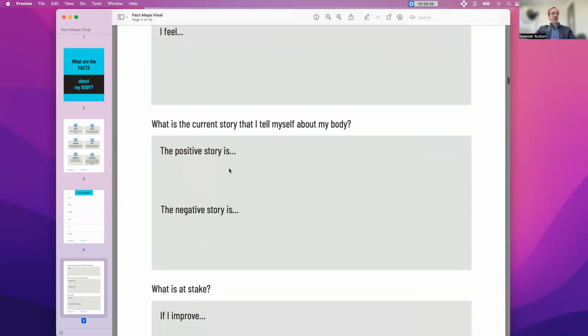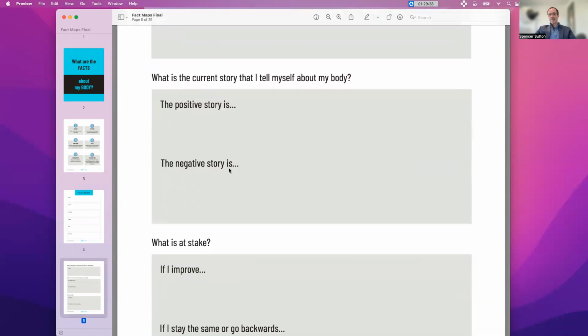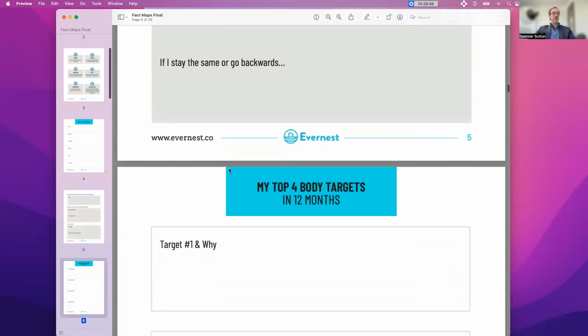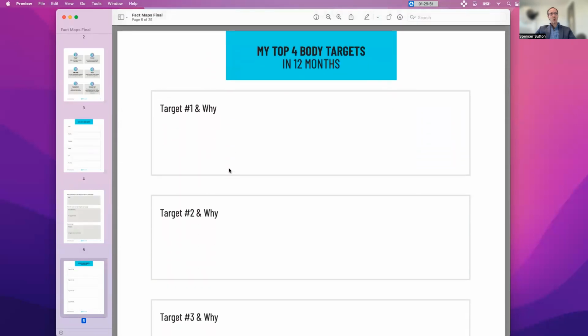So I do that. The current story I tell myself about my body, like, hey, what am I telling myself? What are the negative stories? Maybe what is a positive story I'm telling? What's at stake if I improve? So what's going to change if I improve? And then what happens if I stay the same or go backwards? So this fact mapping of these original facts is very, very powerful. And then you start to choose what are my top 4 body targets in 12 months. So what do I want to do?